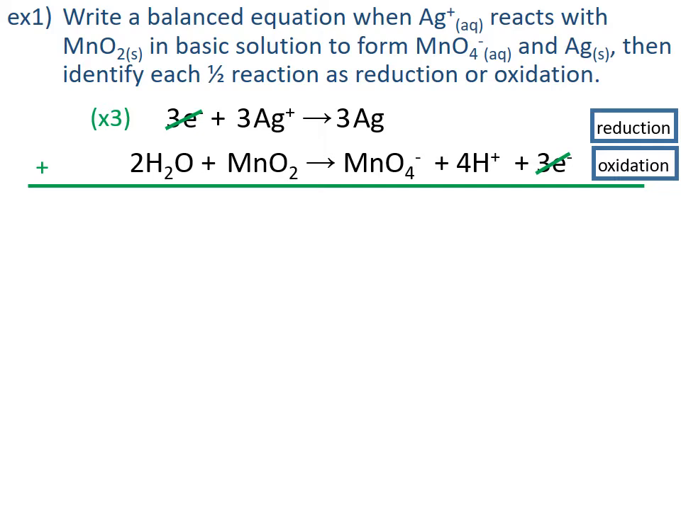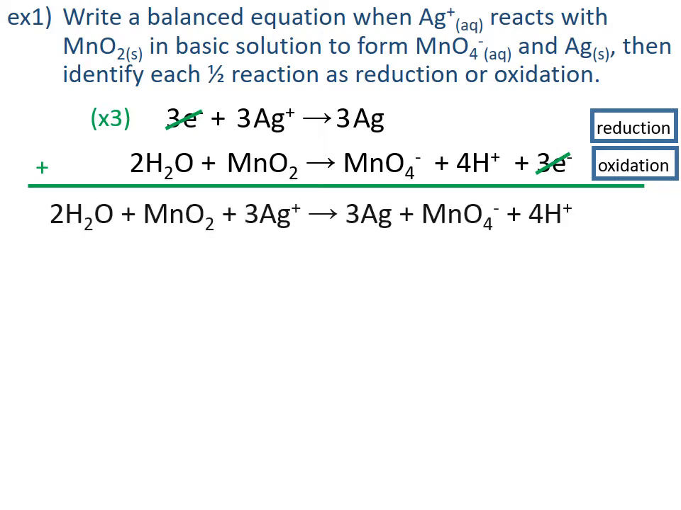Nothing else factors out. So when I merge these two lines, I wind up with this: 2 waters, 1 MnO2, 3 silver ions, and on the right-hand side, 3 silver atoms, an MnO4- and 4 H+.